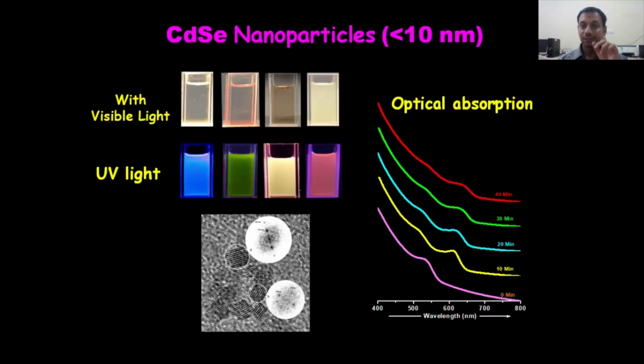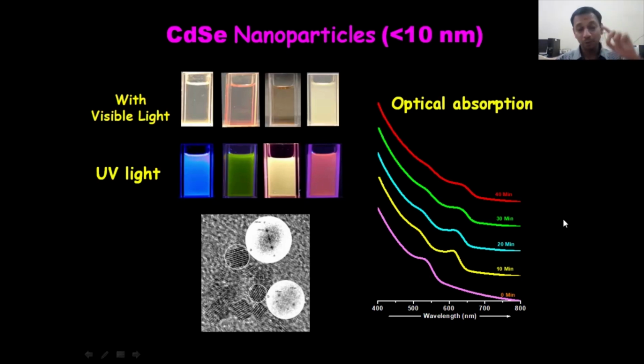CdSe nanoparticles less than 10 nanometer in size under visible light and UV light. You can see the different color with respect to different sizes, and you can also study the optical absorption with respect to time. So you can see clearly here wavelength change with respect to time. So time and size both. Because of this, it's showing you different color with different size and wavelength. So optical properties are very important when you're changing the size.